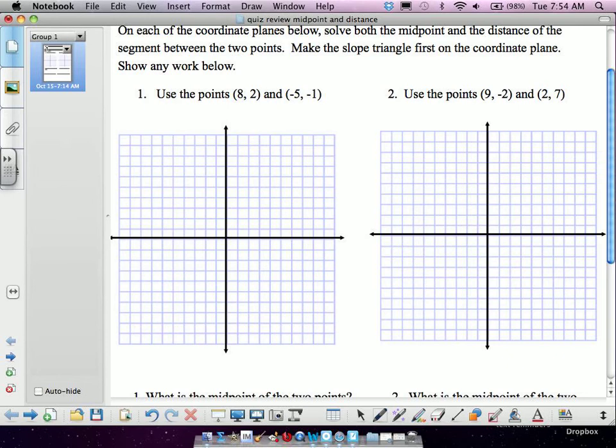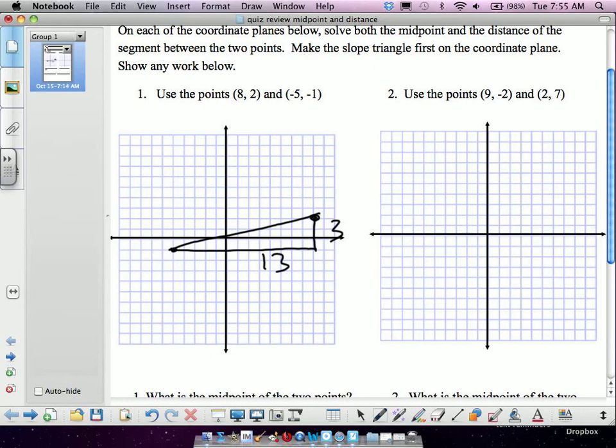So I go over 1, 2, 3, 4, 5, 6, 7, 8, up 2. I go over 1, 2, 3, 4, 5, down 1. Looks like this. I know that I have to build my triangle. I go down and over. Okay. Right away I see that this goes up 1, 2, 3. And this goes over 1, 2, 3, 4, 5, 6, 7, 8, 9, 10, 11, 12, 13.